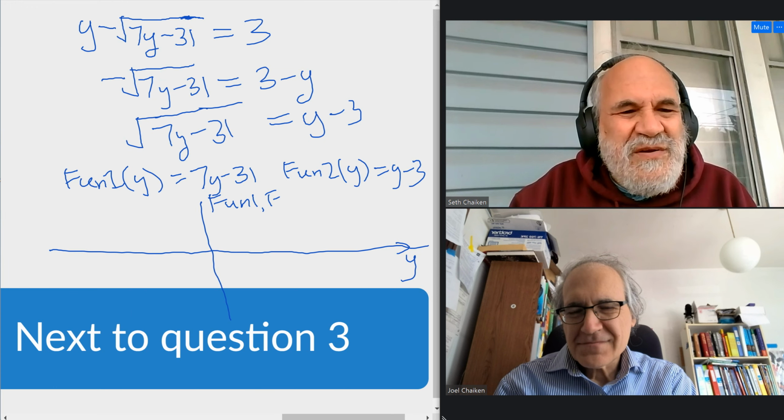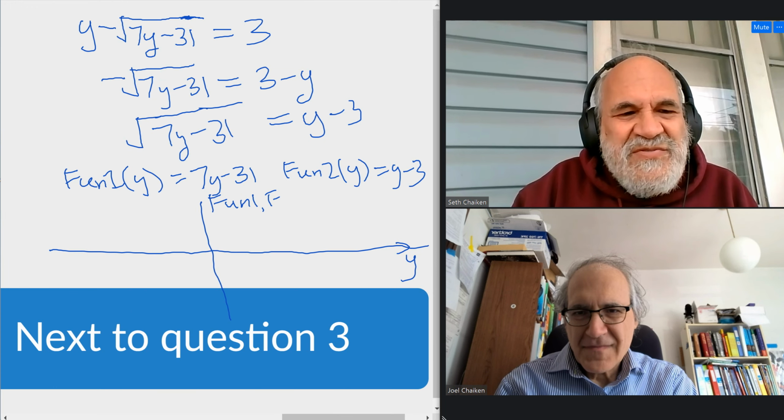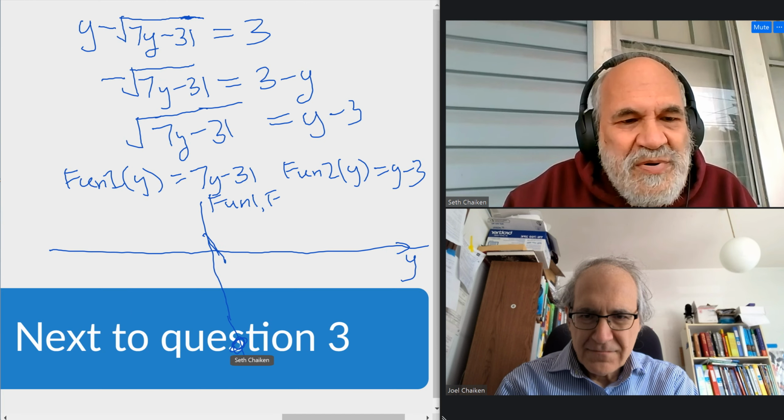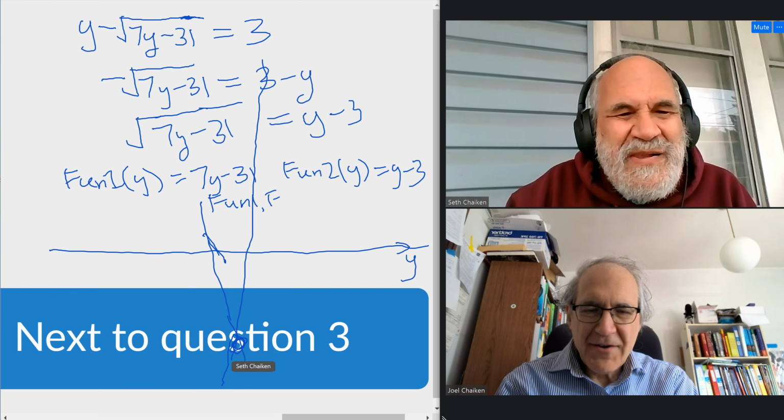Okay, here we are. I made a dumb mistake here. When y is 0, we're talking about this line. The value of the function is negative 31, and it has a slope. It's very, very slopey.